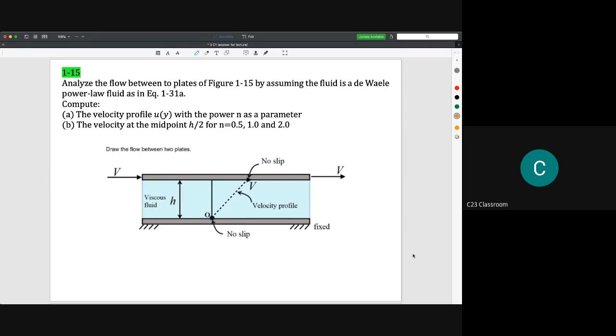We have a fixed plate and a moving plate here. We need to calculate the velocity profile of uy with the power n as parameter and the velocity at the midpoint of h/2. Because the height is h, we need to calculate what the velocity is. For n equals 0.5, 1.0 and 2.0.